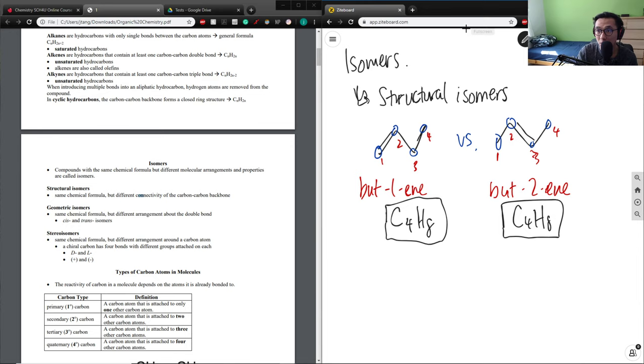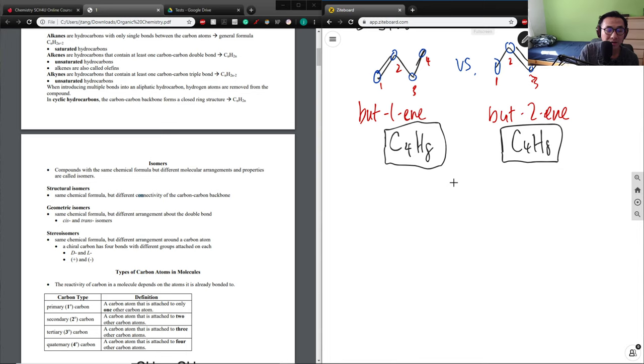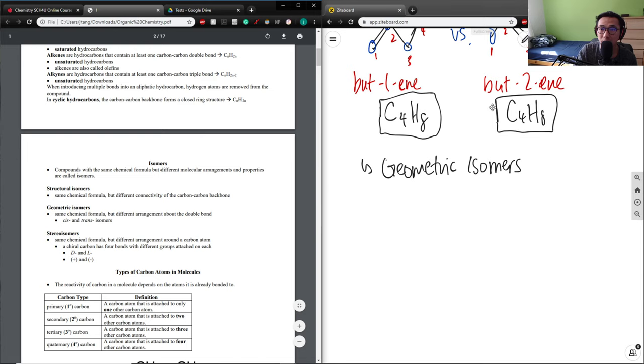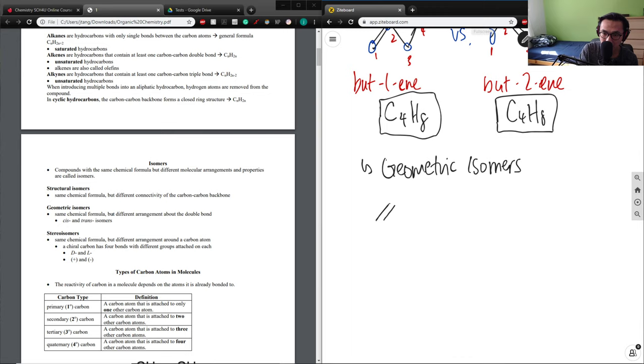So that's one. Another type of isomer is geometric isomers. In grade 12, we're going to only talk about two. They have the same chemical formula, but different arrangement about the double bond. So if I were to draw, again, I'll use but-2-ene as an example. I have this, and then I have this compound here.